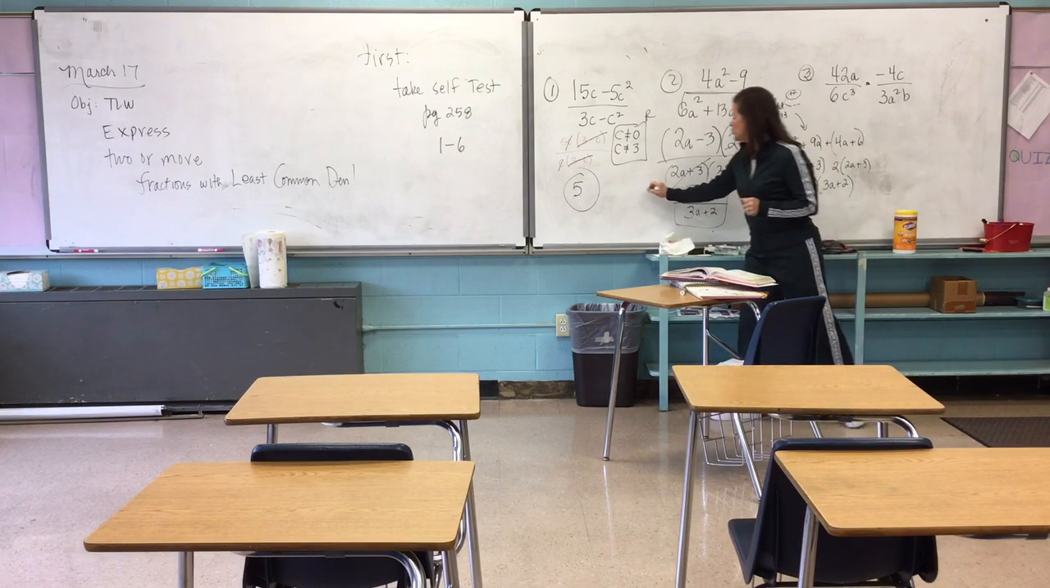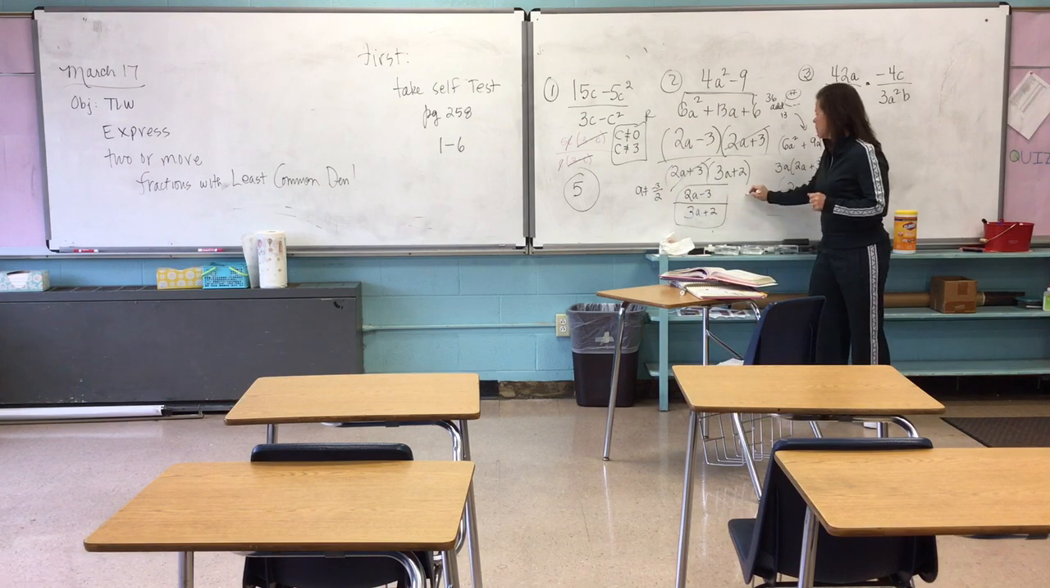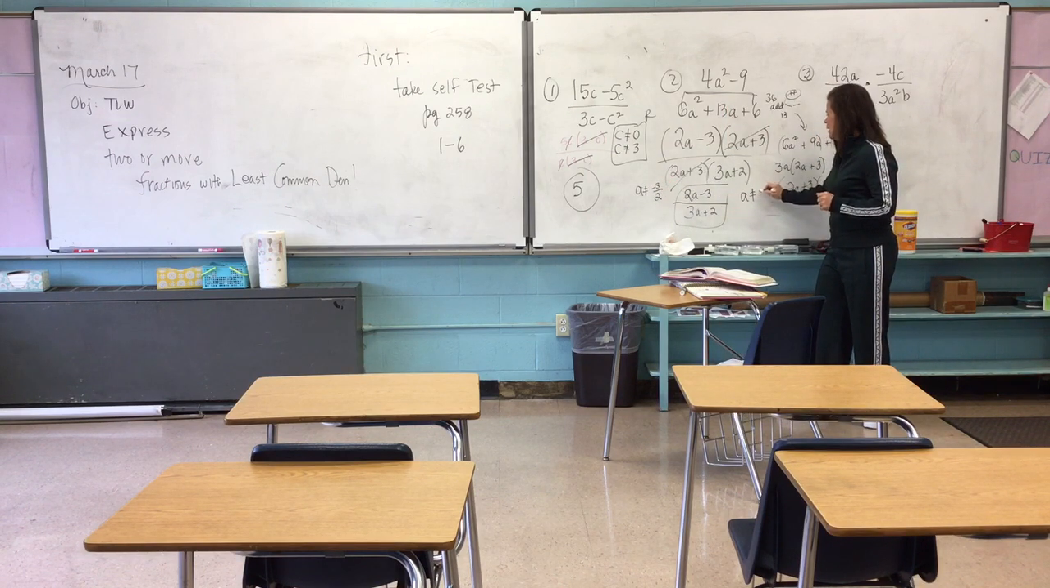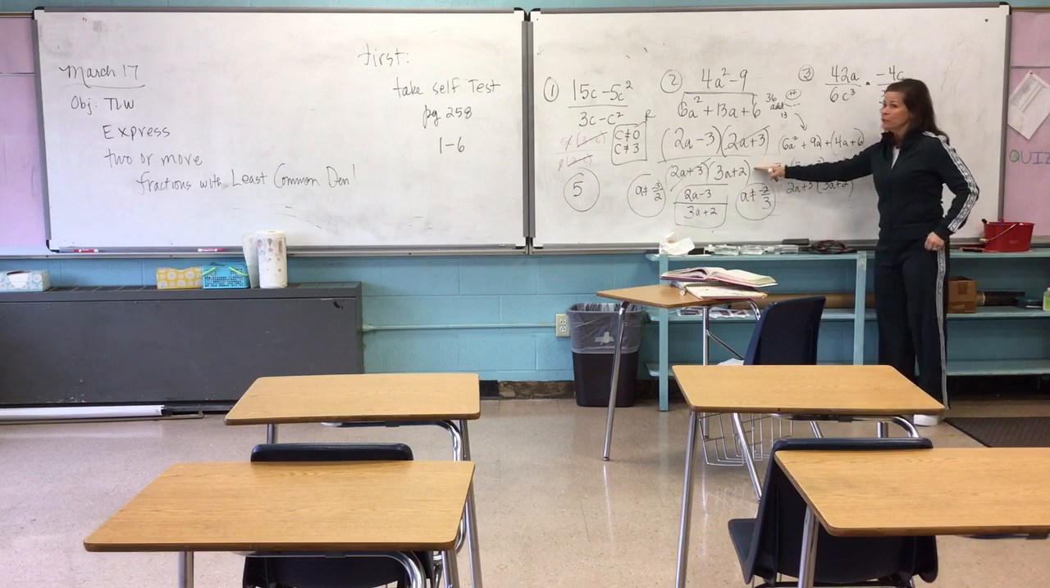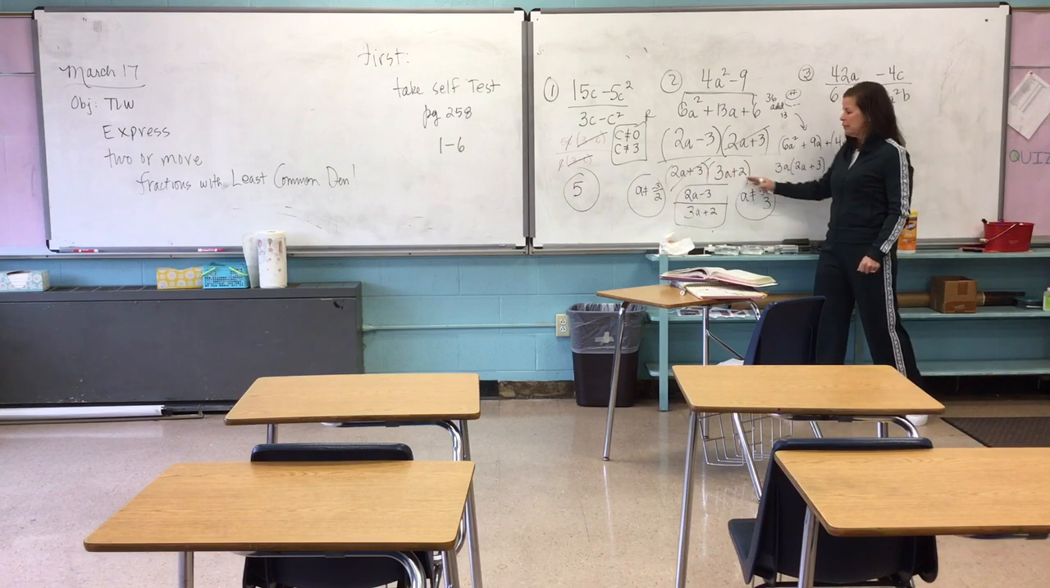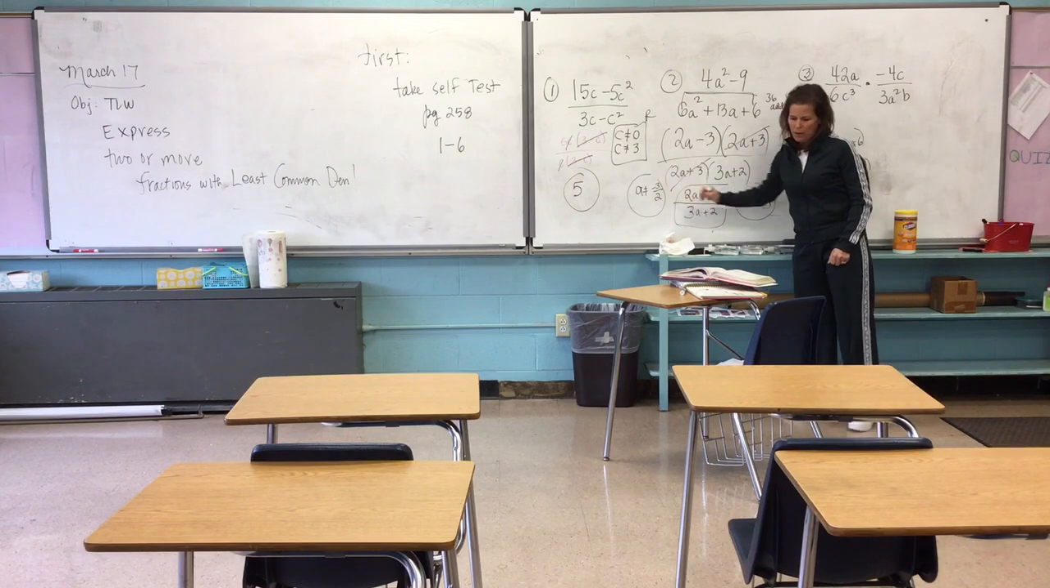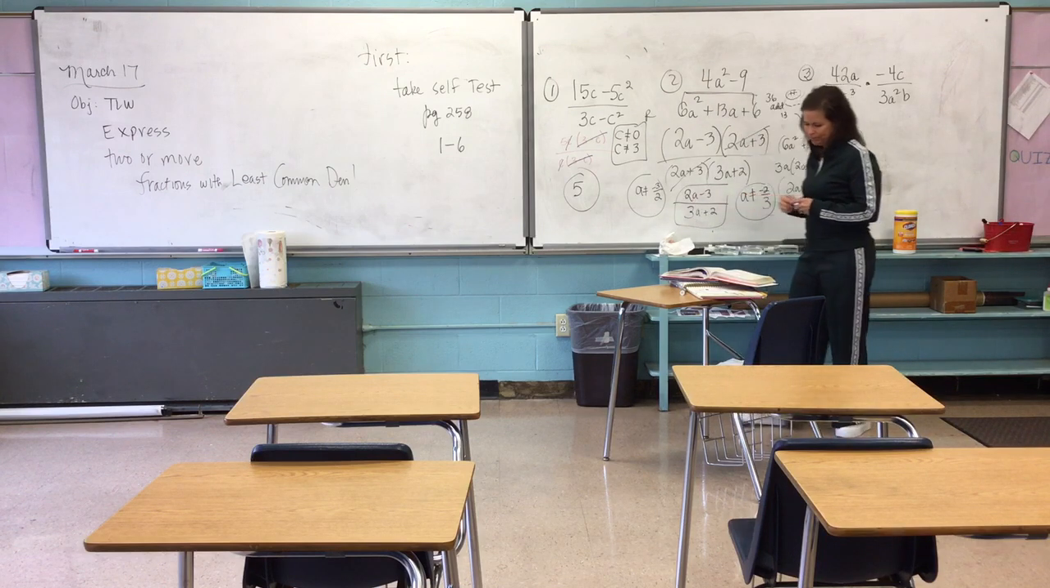Again, down here, the restrictions are a cannot be negative 3 over 2, and a cannot be negative 2 over 3. Those were my 2 restrictions. How did I get that? I factored, I set each factor equal to 0, and I solved. So hopefully you're comfortable with that.